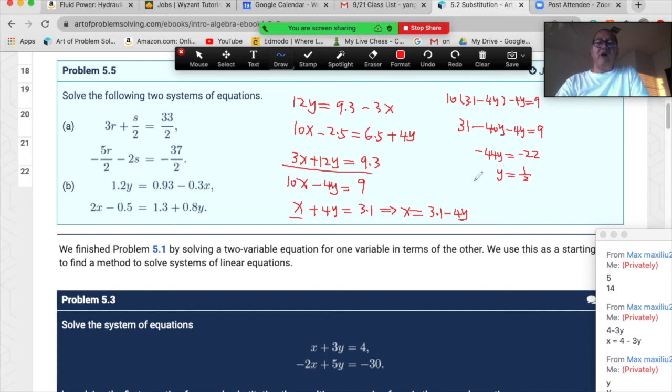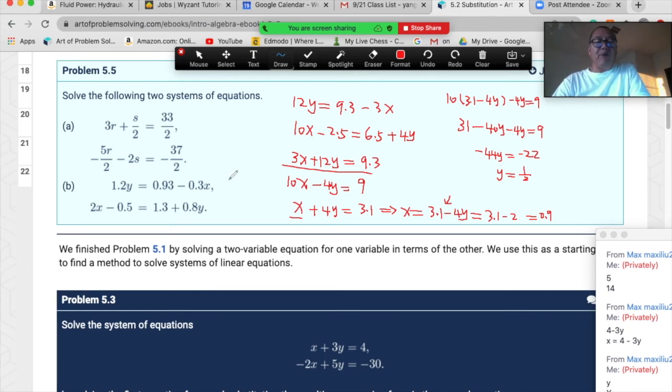Y equals 1/2, then we can plug back to here to find x. So we got x equals 3.1 minus 2. So that means x equals 0.9. Okay, x equals 0.9, y equals 1/2.